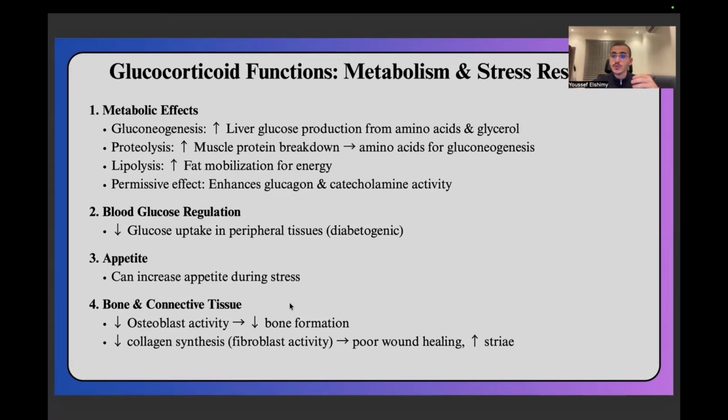Fibroblasts are important for wound healing, for producing collagen. So glucocorticoids decrease collagen synthesis, and this would lead to poor wound healing as well as striae. Basically, striae are because of the thinning of the skin, so you can see visible blood vessels on your body. And this is due to decreased collagen synthesis and also decreased fibroblast activity.